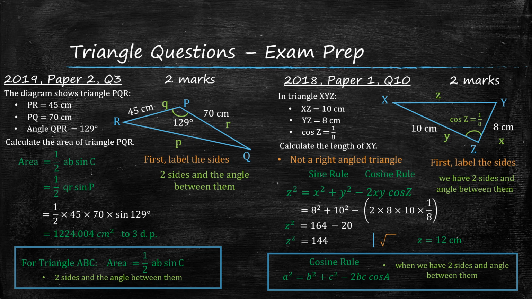Now just a point of note here, when you do a square root you normally get a positive value and a negative value. So z could be plus 12 or minus 12, but as a length cannot be negative, z is equal to plus 12 centimeters.